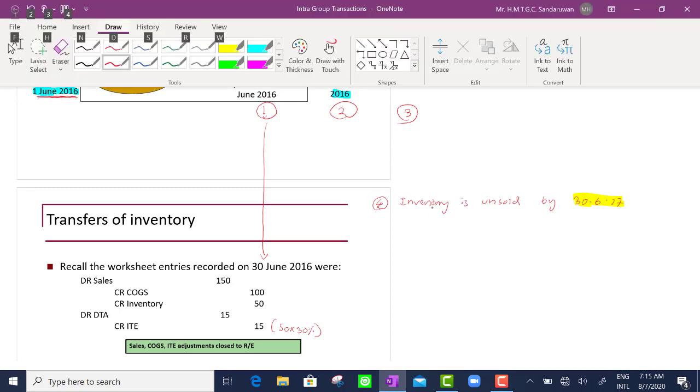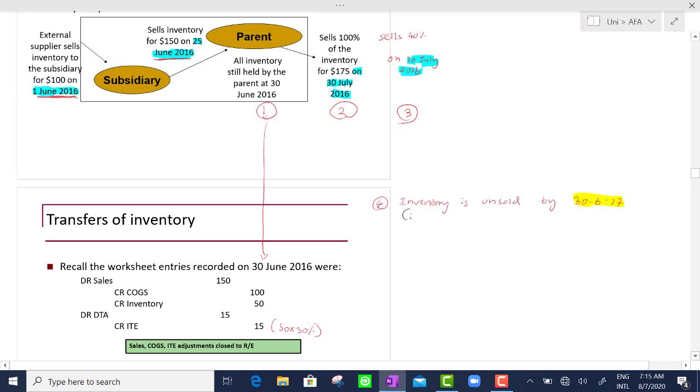Within bracket you can write, when consolidated financial statements are prepared in 2017. Okay, 2017. Now earlier, the same year, all transactions happened in the same year, right?